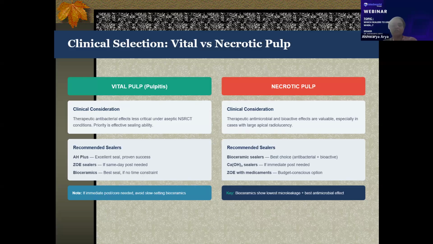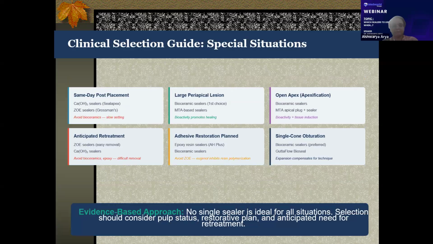Bioceramic sealers have been shown to provide very little microleakage and a very good antimicrobial effect. That is the reason we would go ahead with bioceramic sealers in the case of necrotic tissues. But in the case of vital tissues, you can still use zinc oxide sealers if you have to seal it the same day.